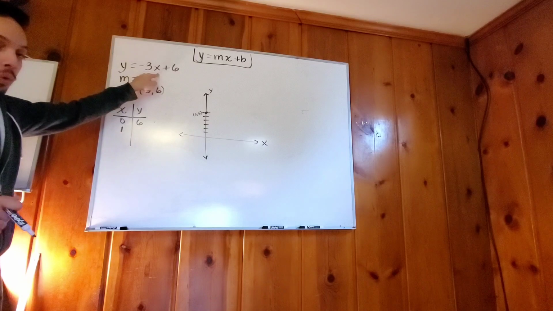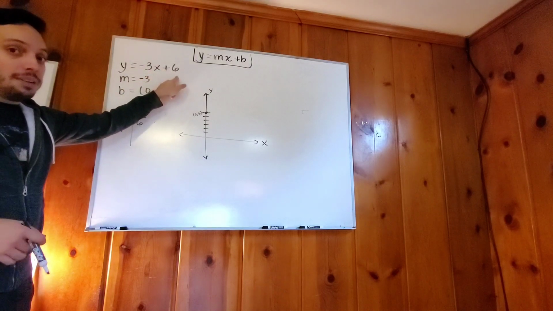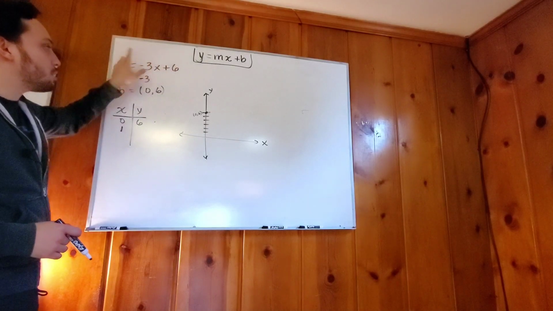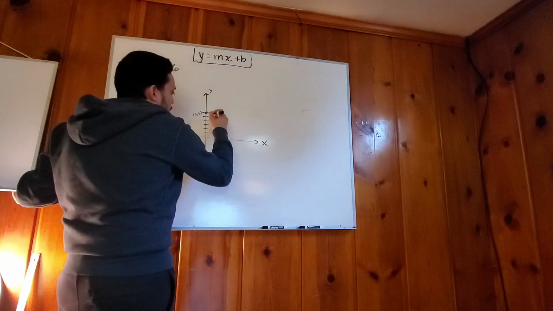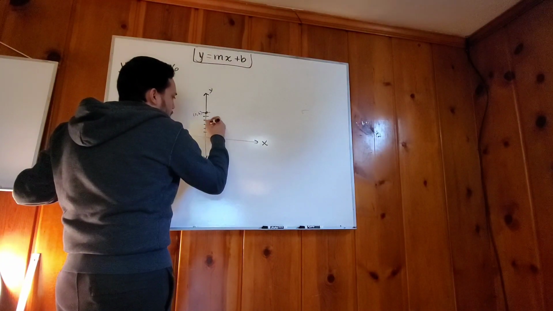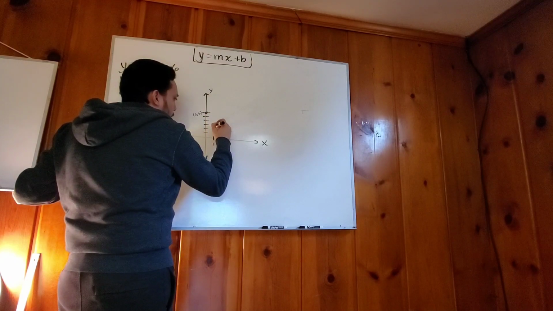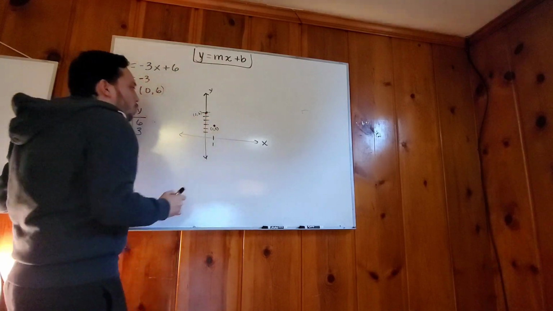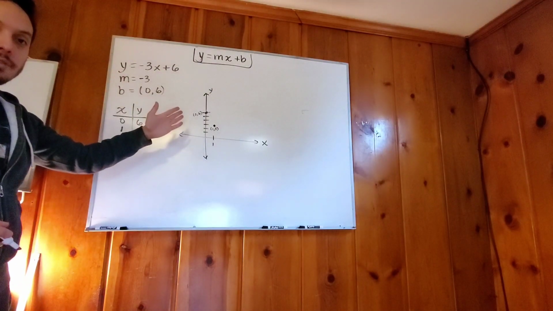So negative 3 times 1 is negative 3. Negative 3 plus 6, it is not going to be negative 9. It's going to be positive 3. How come? Because 6 minus 3 is 3. So 1, 3. So 1, 6, 5, 4, 3. So we have 1, 3, and 0, 6. Okay? Look at that. I have 2 points.